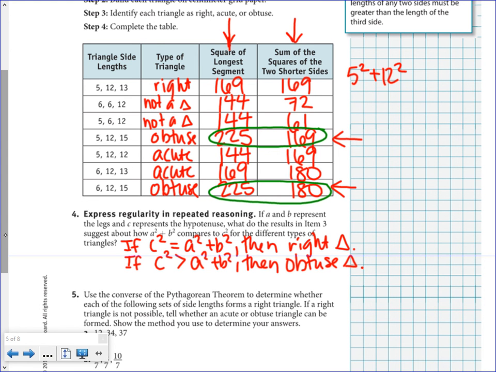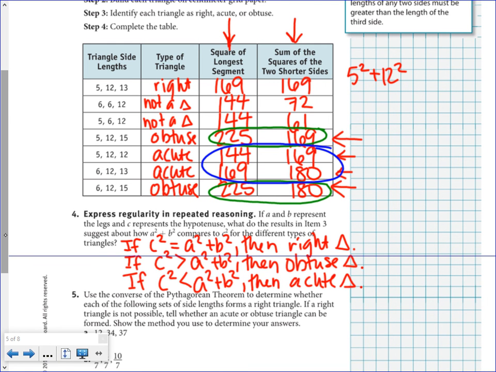And then if you look at the rows of the acute triangles, so that's these two, if you look on both of those, the sum of the squares of the two is greater than the c squared. So if c squared is less than a squared plus b squared, then you have an acute triangle. And so that's one way you can look at it. You can memorize those inequalities. Another option, I'm going to show you using your hands what you could do instead.